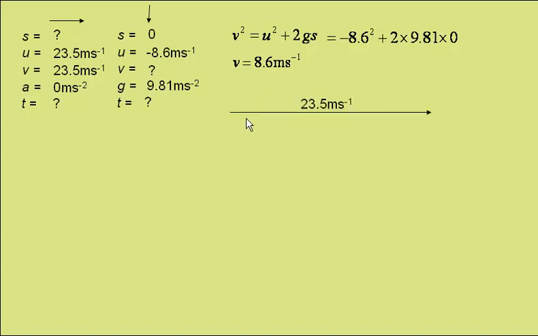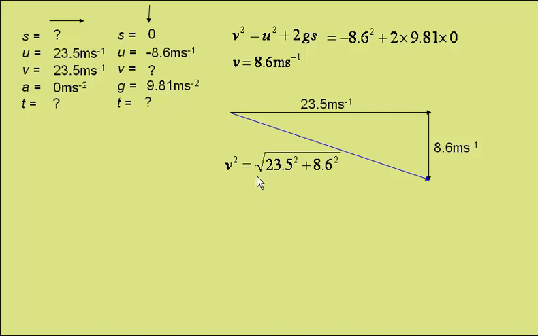So now I can do a diagram with my horizontal velocity of 23.5 meters per second, my vertical velocity of 8.6 meters per second, meaning this will be the resultant or final velocity. Using Pythagoras, I can say that v is equal to the square root of 23.5 squared plus 8.6 squared, which gives v of 25 meters per second. You'll notice that the final velocity is the same as the initial velocity was.